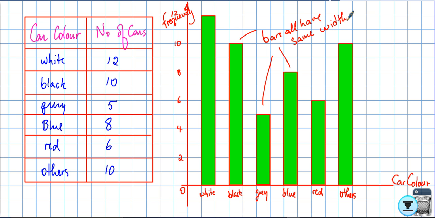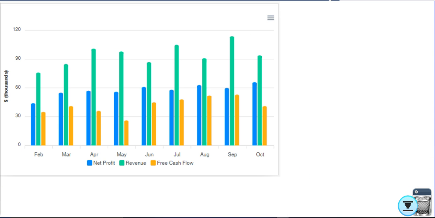Otherwise, there could be a bar graph which is already drawn for us and we need to interpret it. So let's see one of these. As you can see, we have a bar graph here. It's a little bit more complicated than the one that we have already done. In this case, what is this bar graph telling us? We have money here in thousands, and we have months February, March, April, May, June, July, August, September, and October.